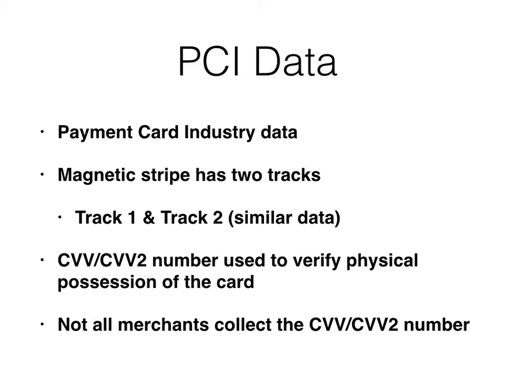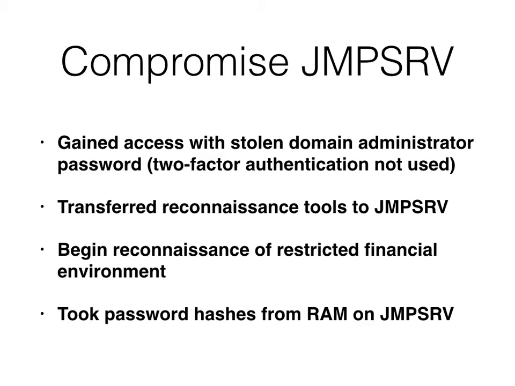Either one's good enough to do quite a lot of transactions with it. So he compromised the jump server. He stole the domain administrator password earlier with either a keylogger or by cracking the hash, and they did not use two-factor authentication here, which in retrospect was a mistake. If they had, and you had to have not only the password but something like a magnetic card, they wouldn't have been able to get in as easily.